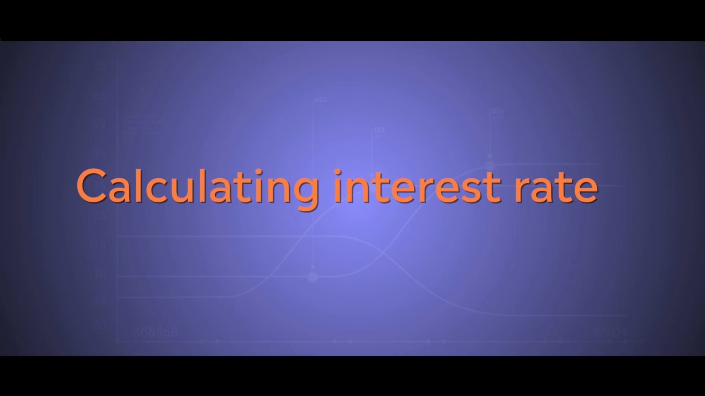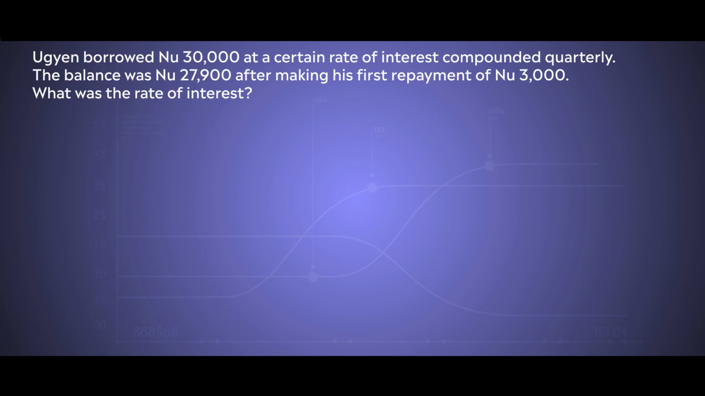Let's see. Question. Eugen borrowed Nultrum 30,000 at a certain rate of interest compounded quarterly. The balance was Nultrum 27,900 after making his first repayment of Nultrum 3,000. What was the rate of interest?